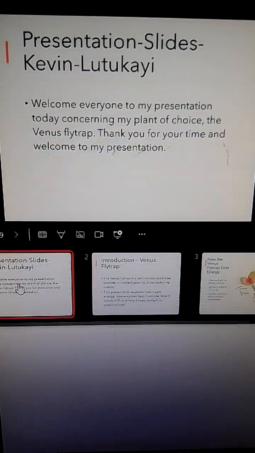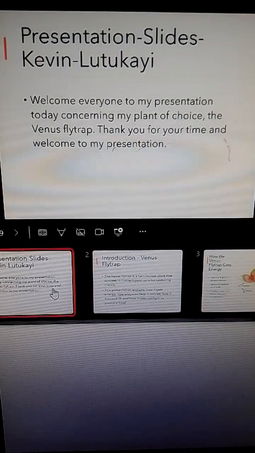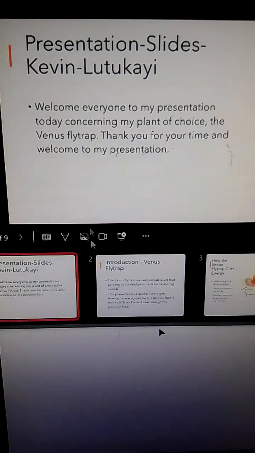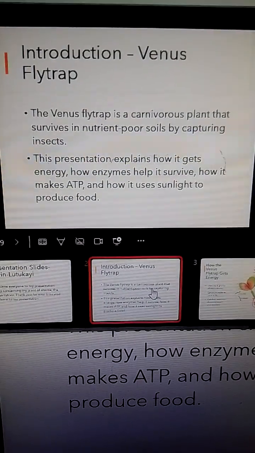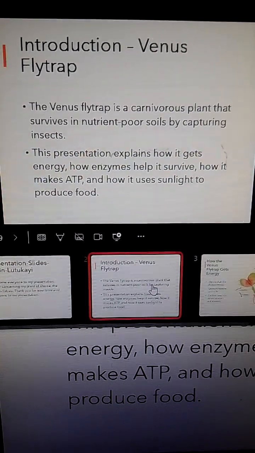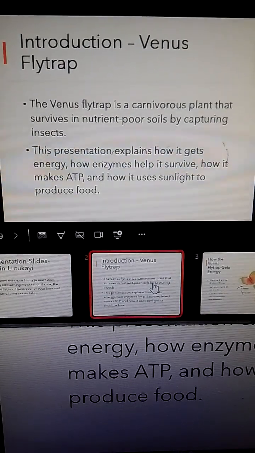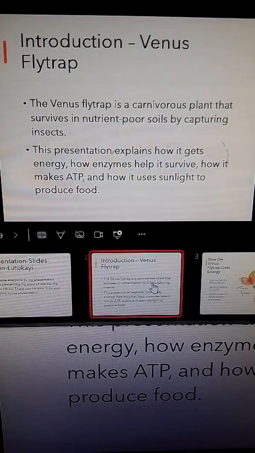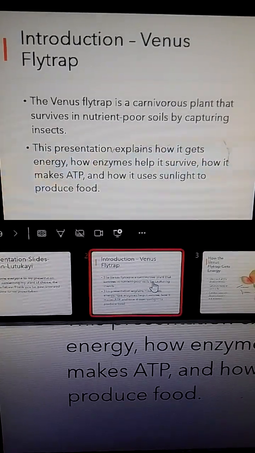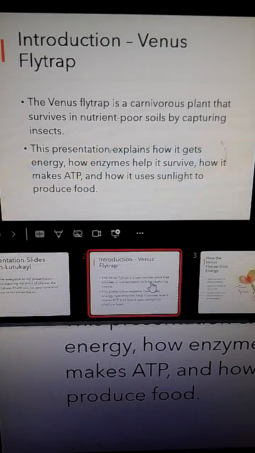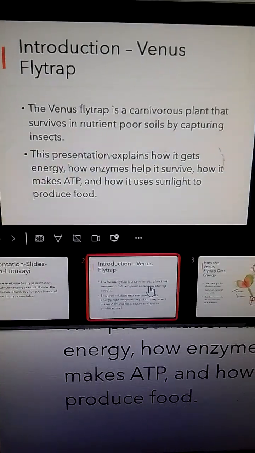Today I am going to talk about a very unique and fascinating plant called the Venus flytrap. The Venus flytrap is a plant that, unlike most plants, lives in soils that are extremely poor in nutrients. To survive, it has developed a special ability. It catches insects for extra nutrients.